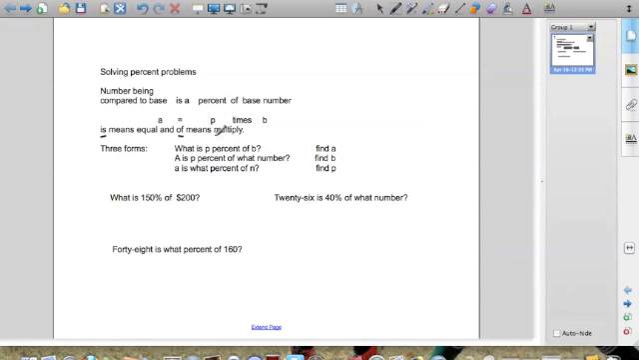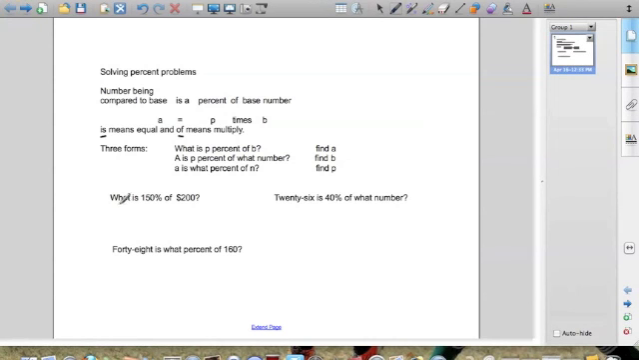Now you have three forms. You could have what is P percent of B, A is P percent of what number, and A is what percent of B. In the first one you're trying to find A, in the second one you're trying to find B, and in the third one you're trying to find P. Basically you just set these up into equations and solve.